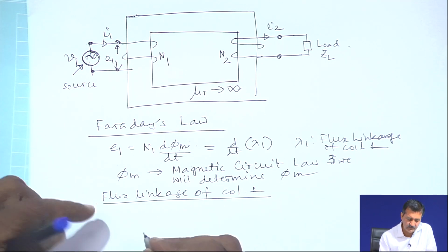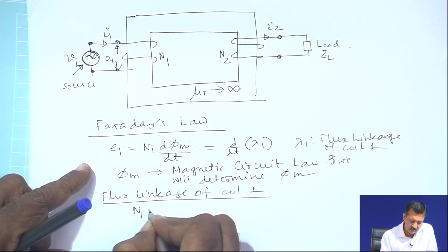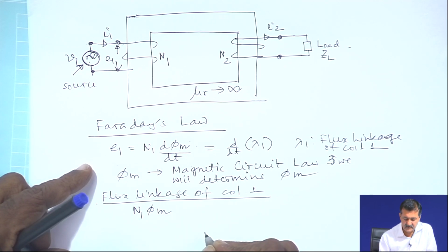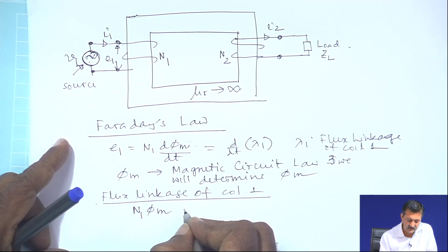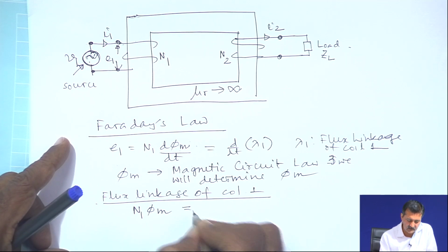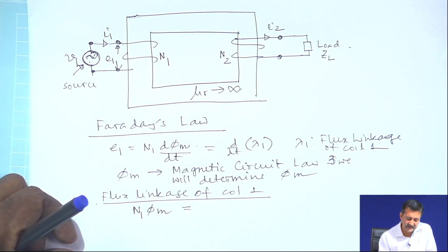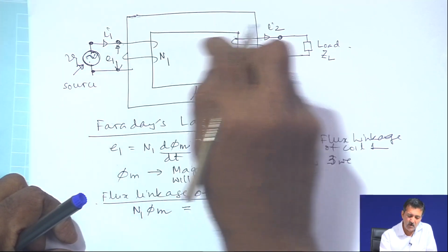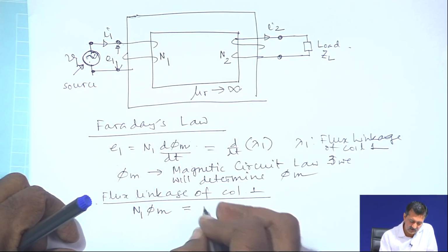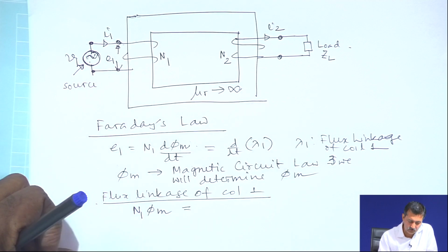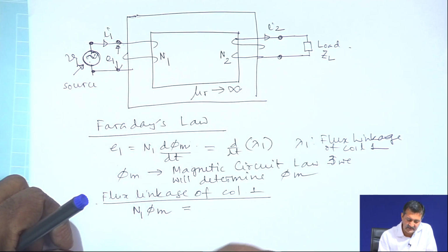Coil 1 flux linkage will be N 1 phi m in this case. What is that? It is created by whom? Created by the current I 1 and I 2. So, there we write what is the flux due to current I 1, and the coil inductance is L 1.